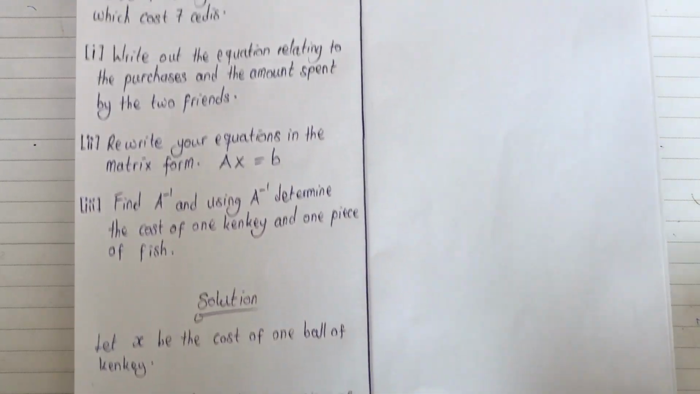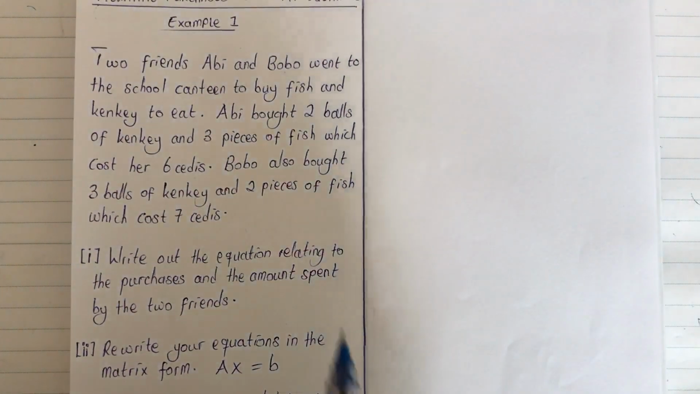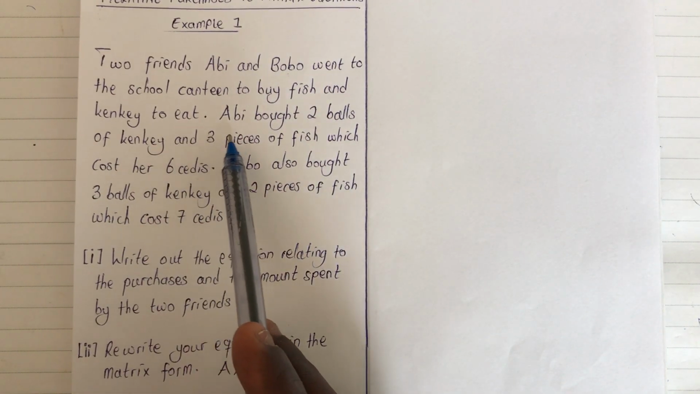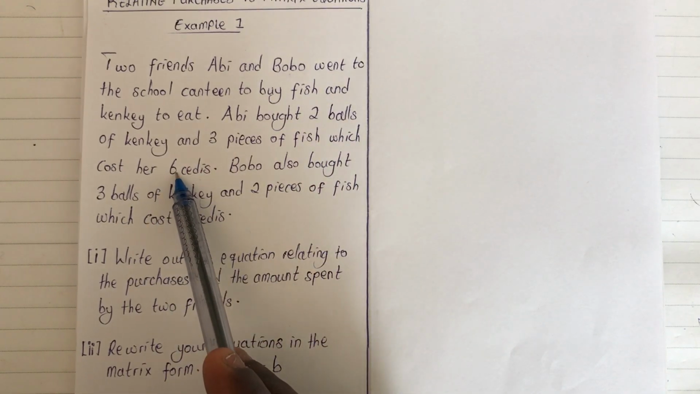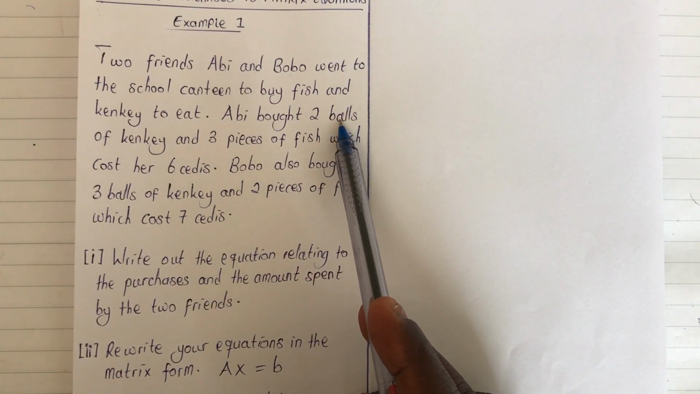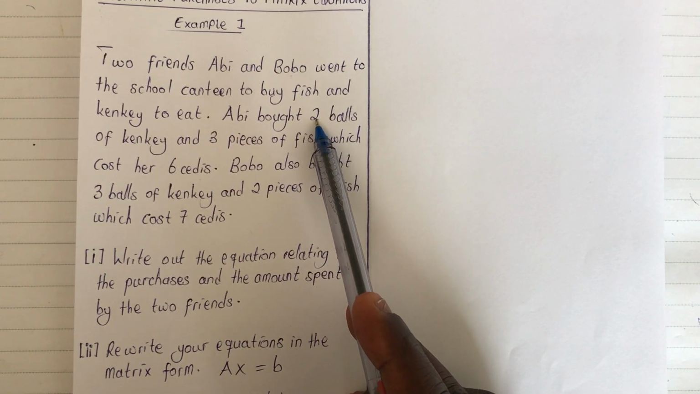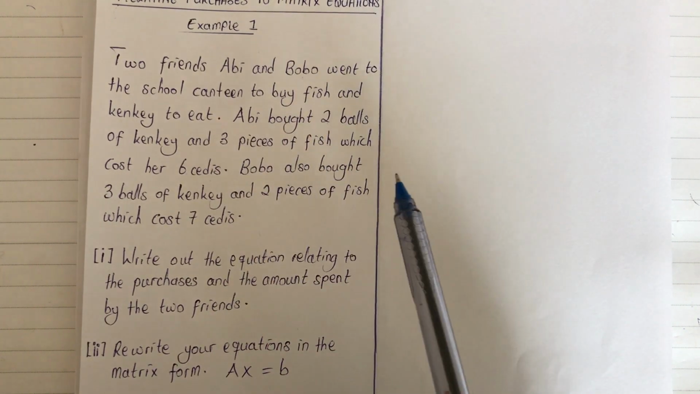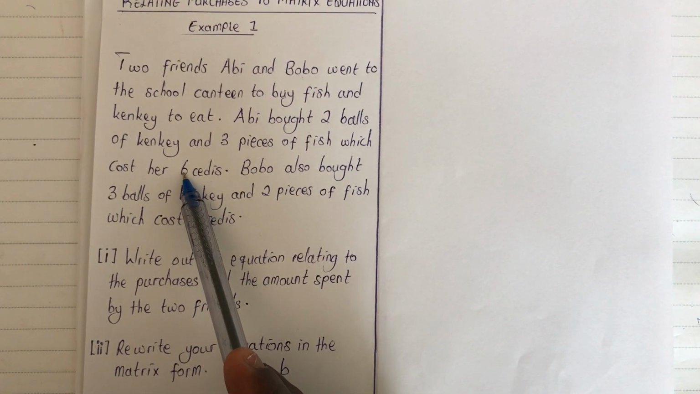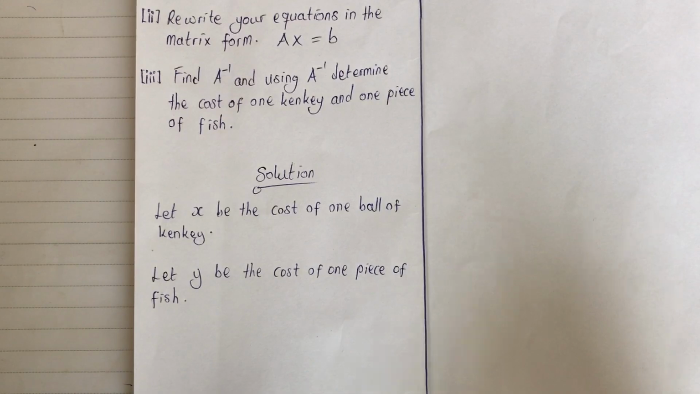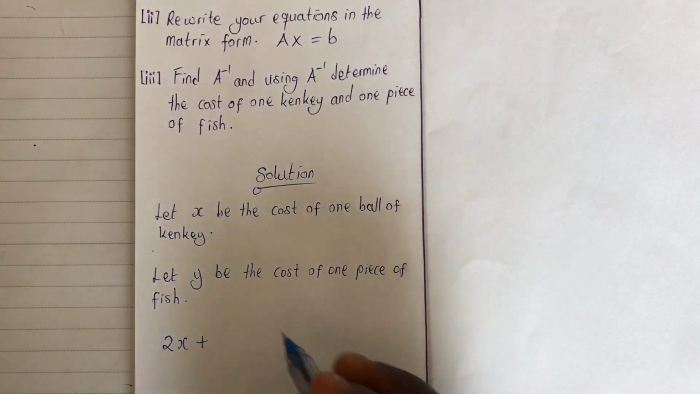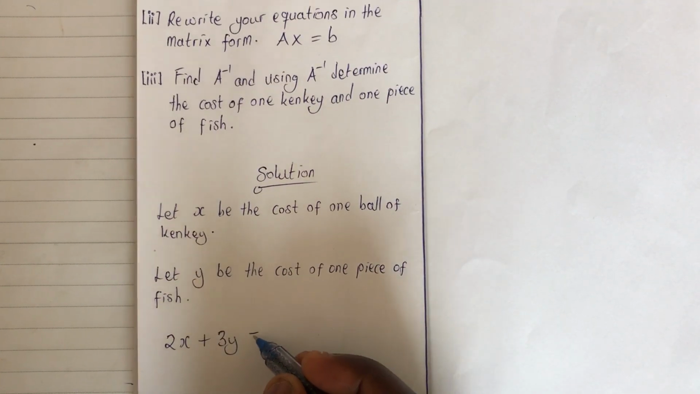So let's go back to the question. Now the question says, Abby bought 2 balls of kenkey and 3 pieces of fish, which cost her 6 cedis. So if X stands for balls, then we have 2X plus 3Y, which is Y standing for the number of fishes, equals the cost of the price, which is 6 cedis. So that is what we have.